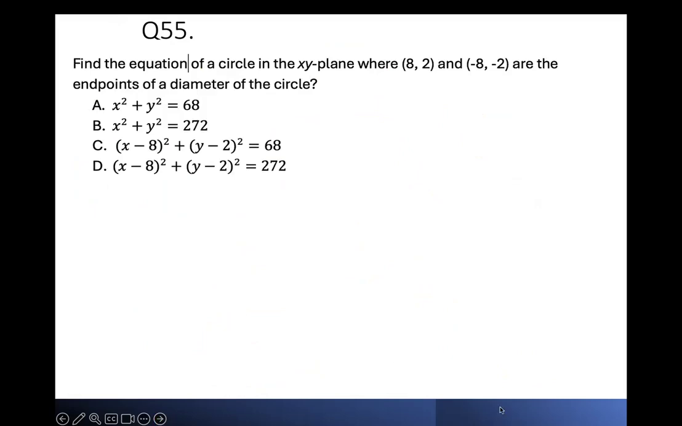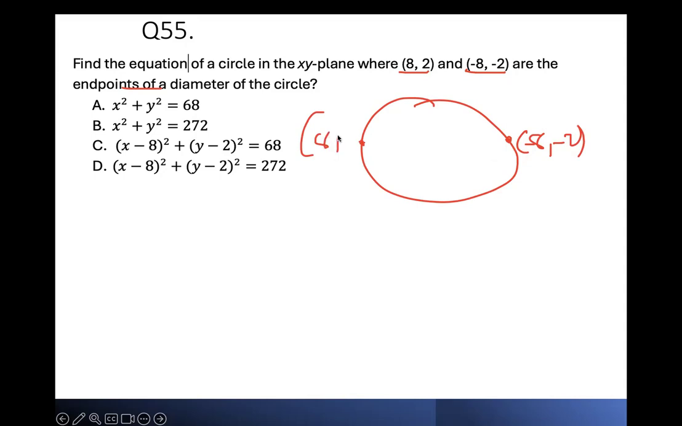And this is a concept on circles, so that it should be at the tip of your finger, so that when you see it, you don't lose points. They say find the equation of a circle where these points are at the endpoints of the diameter. So you draw it. You say, oh, this is here, this is here. I have minus 8, minus 2. I have 8 and 2.